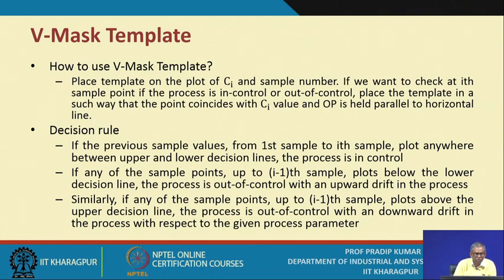And then what is the decision rule? The decision rule is very simple. If the previous sample values from the first sample to the ith sample plot anywhere between the upper and lower decision lines, then the process is assumed to be in control. If any of the sample points up to the I minus 1th sample plots below the lower decision line, the process is out of control with an upward drift in the process. Alternatively, if any of the sample points up to the I minus 1th sample plots above the upper decision line, it may happen, the process is out of control with a downward drift in the process with respect to the given process parameter. So this is the rule of using the V-mask template.